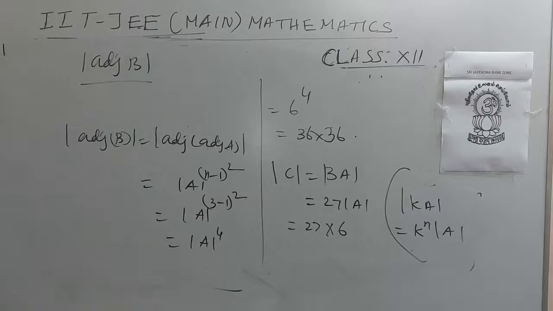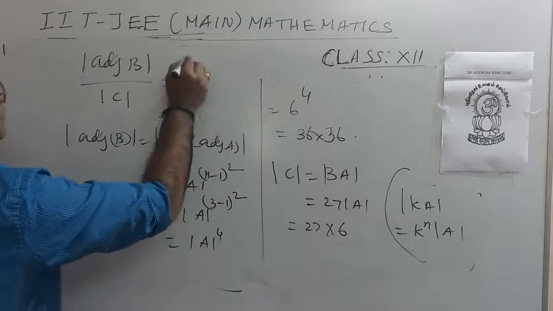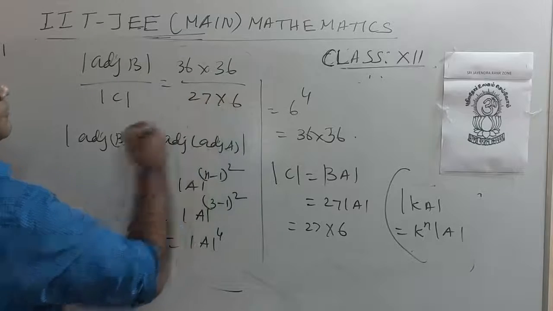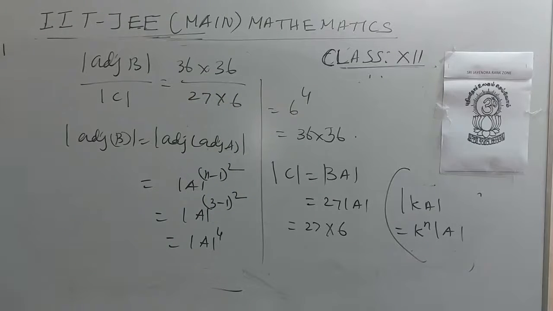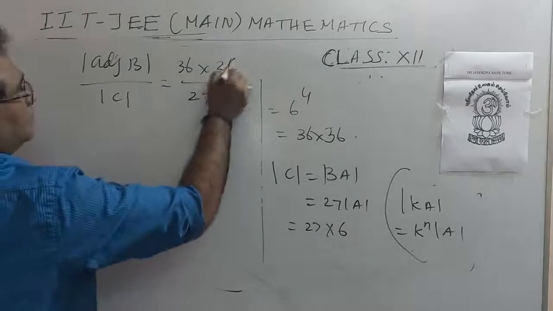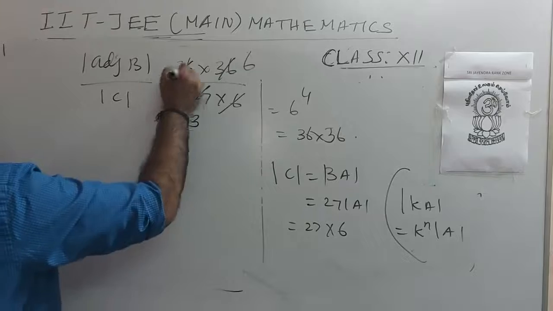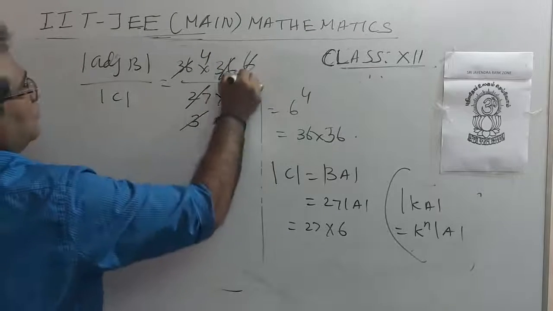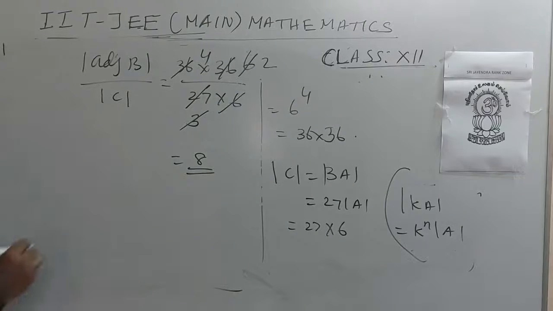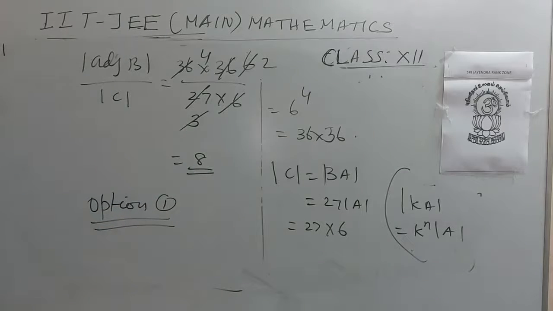Determinant of adjoint of B, determinant of C. This is equal to 36 into 36 divided by 27 into 6. Three times here, 4 times 2, that is 8. Option 1 is correct.